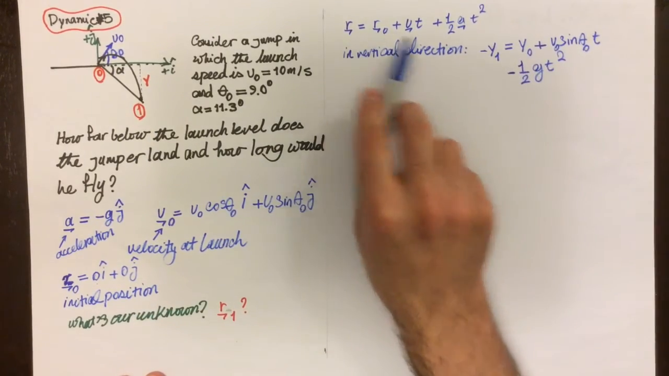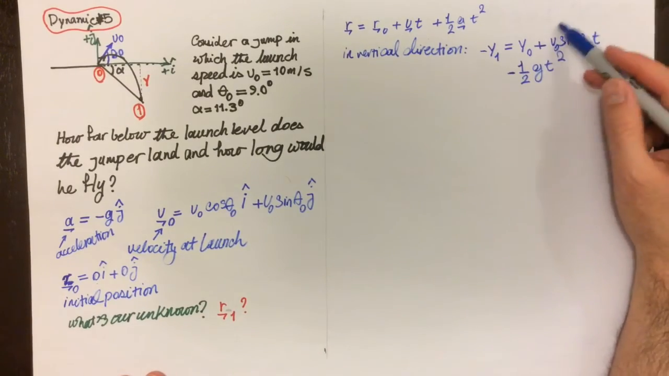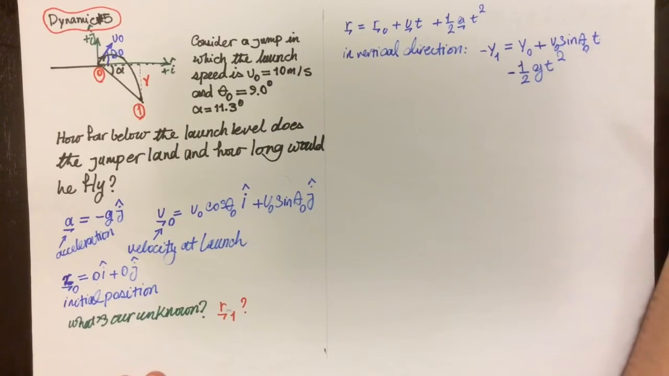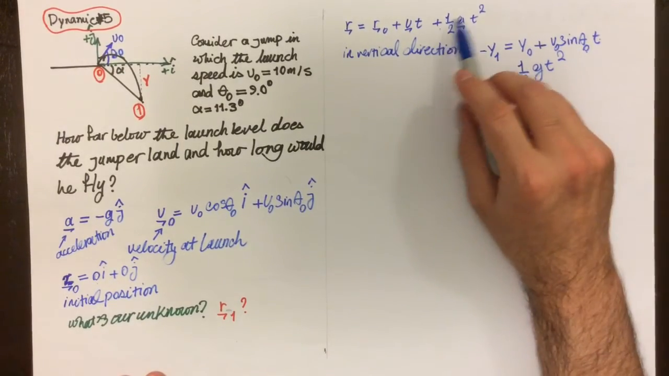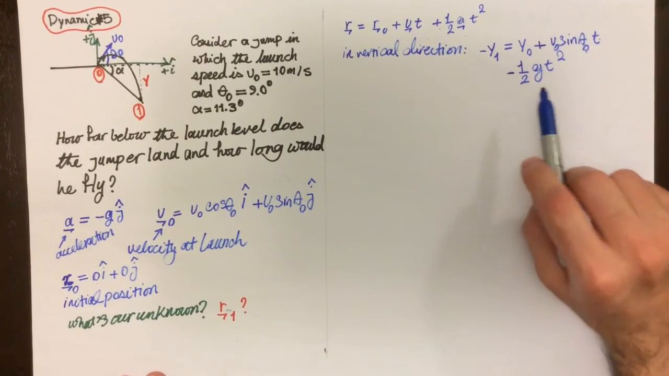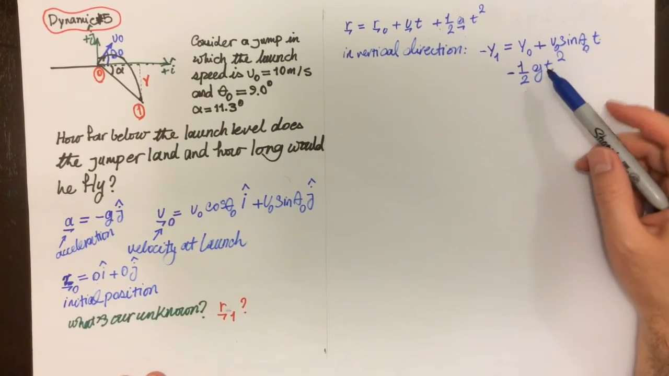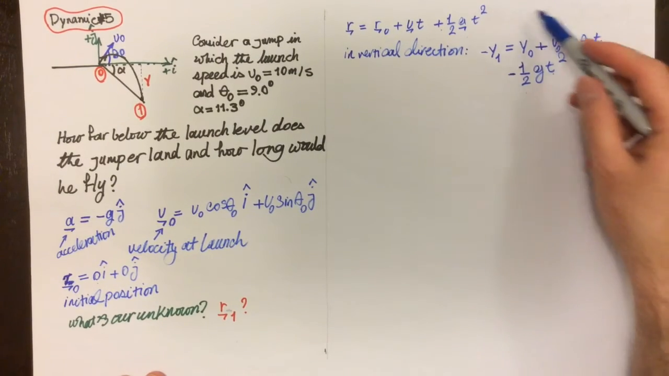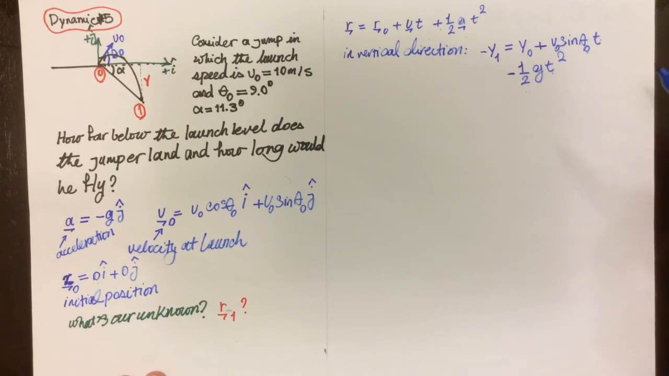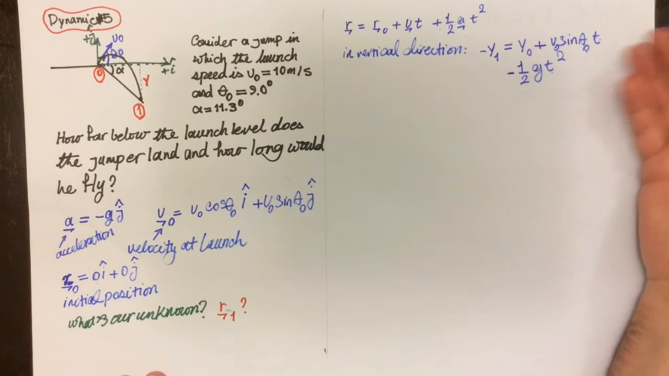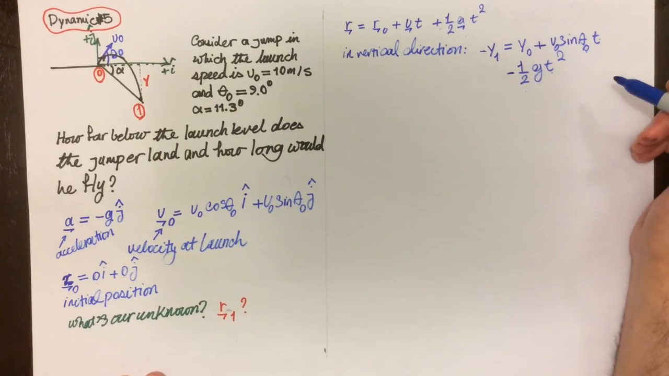Then we have y0 plus velocity in this direction. I have v0 sine theta 0 t plus half acceleration in this direction. Again, g is negative because g points down, time squared. And you can easily and quickly identify this equation and see that this is a simple projectile motion, and therefore you can easily understand this equation. All right, so let's see what we have here.